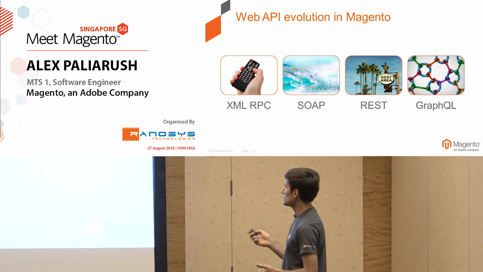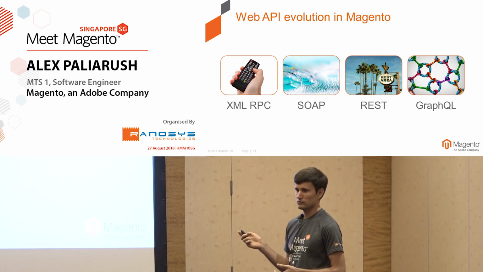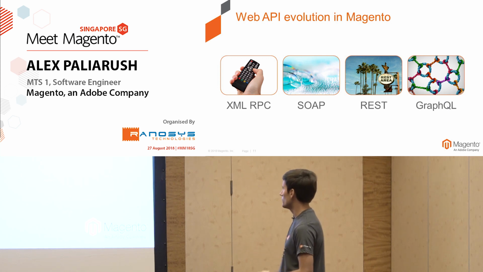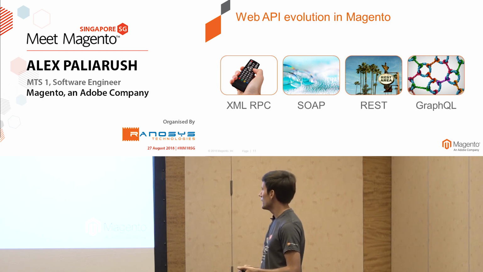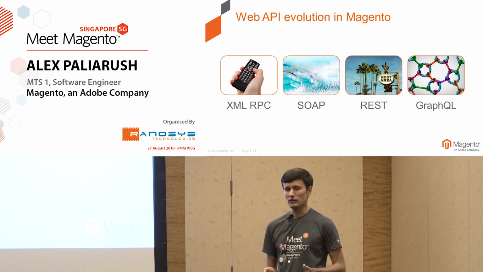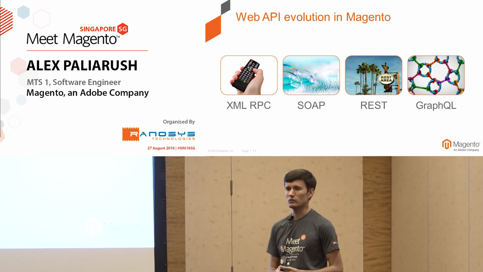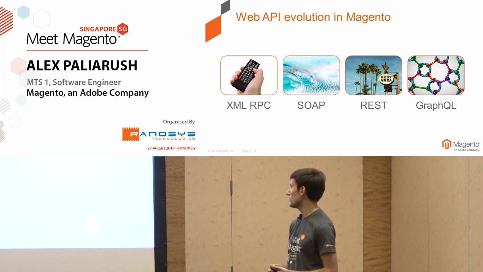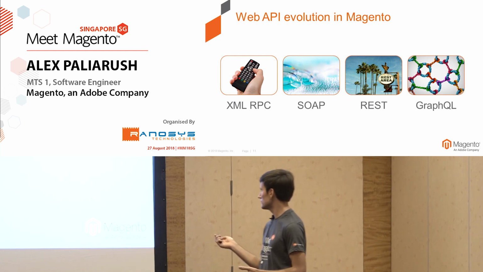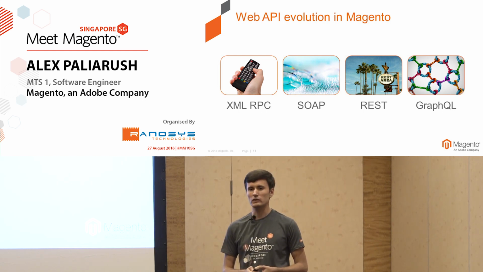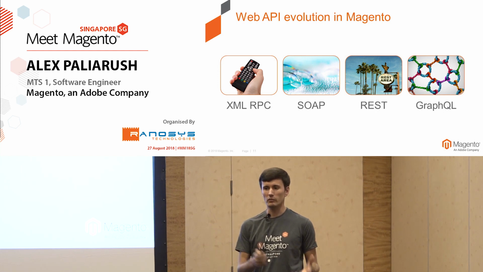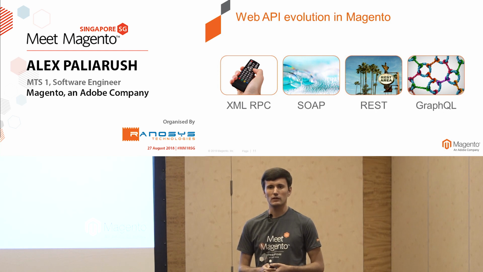So let's take a look at Web API evolution in Magento. First, we started from XML RPC, and this was pretty inconvenient because you had one endpoint and you had to send operation name and data for that operation, and there was no schema defined for APIs. Later, we introduced SOAP.